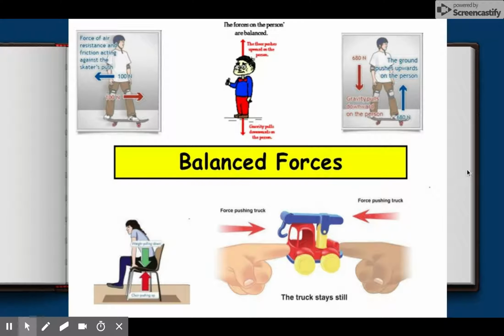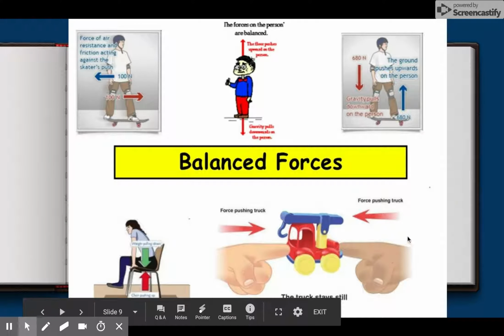Here are a few more examples of balanced forces. Feel free to pause the video to have a closer look. So the skateboarder has 100 newtons pushing backwards with air resistance and 100 newtons pushing forwards with what he pushed. A person standing has force pulling down on them, but the floor is giving the same amount of force back, which keeps them in the same spot.